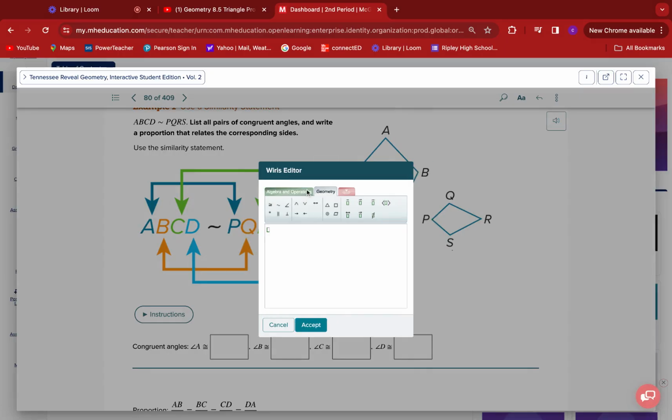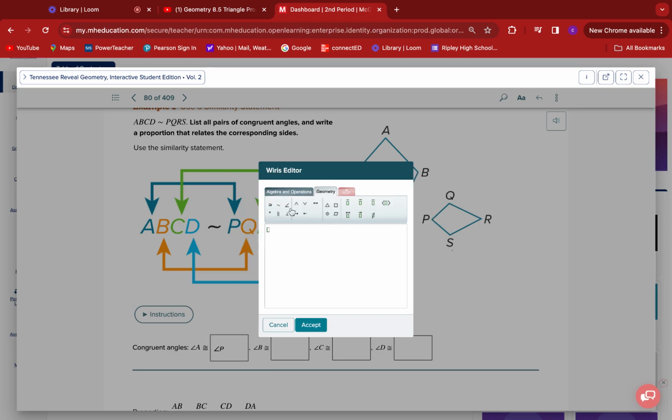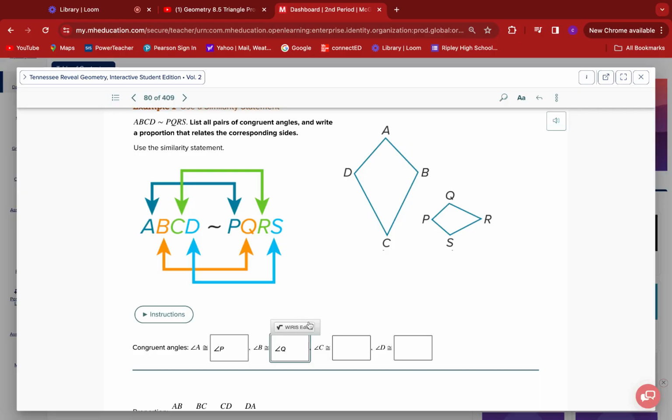So let me go to geometry to get my angle symbol and P. All right, B is the second letter. It's going to match up to Q, which is the second letter. So it literally is just that easy. Most of my students are like, that's it? That's all I got to do? Well, yeah, when you're just matching up letters.